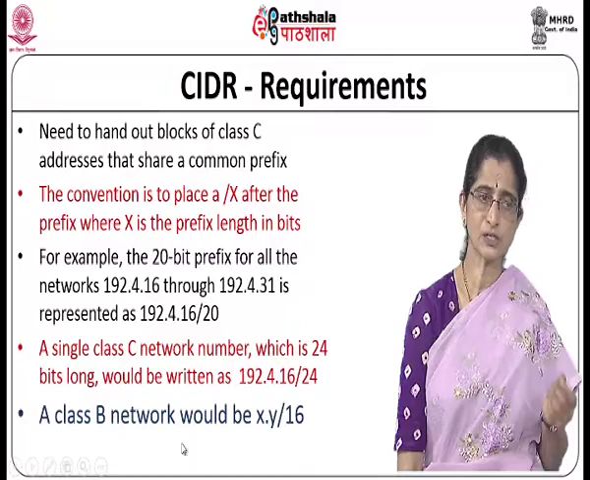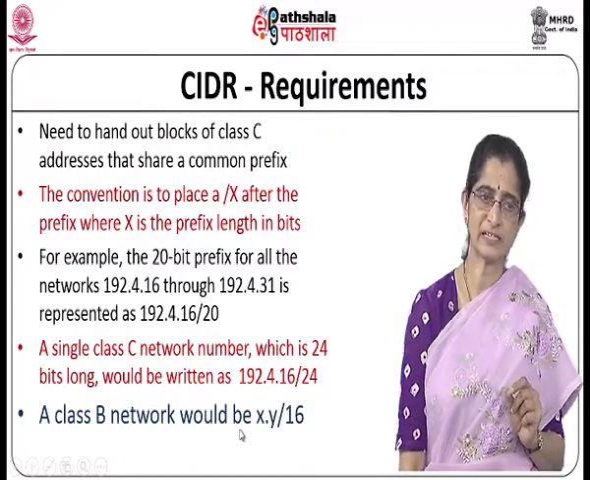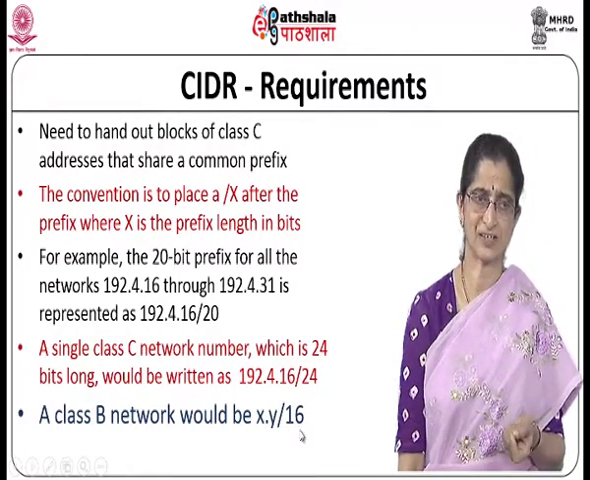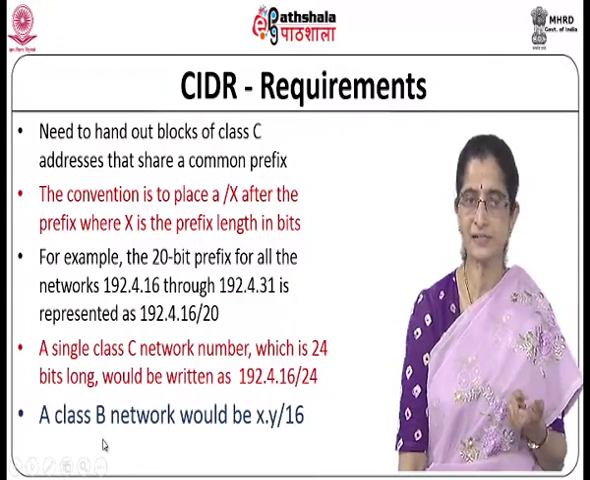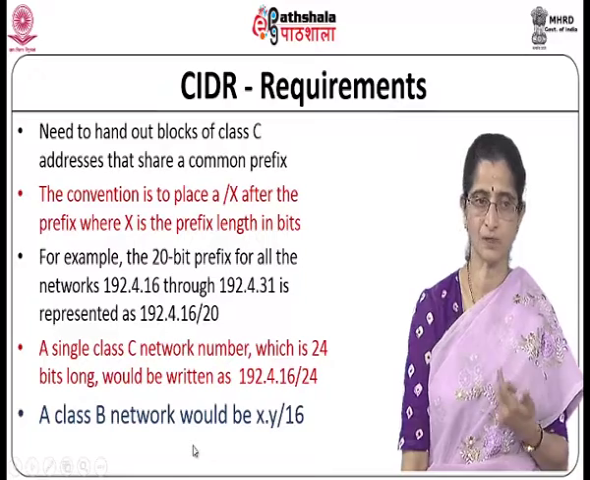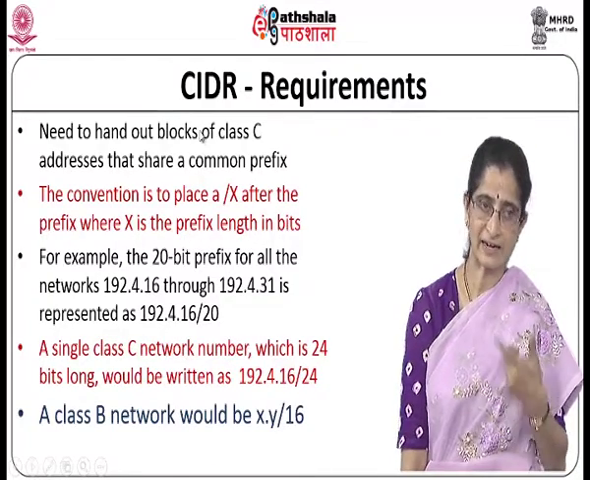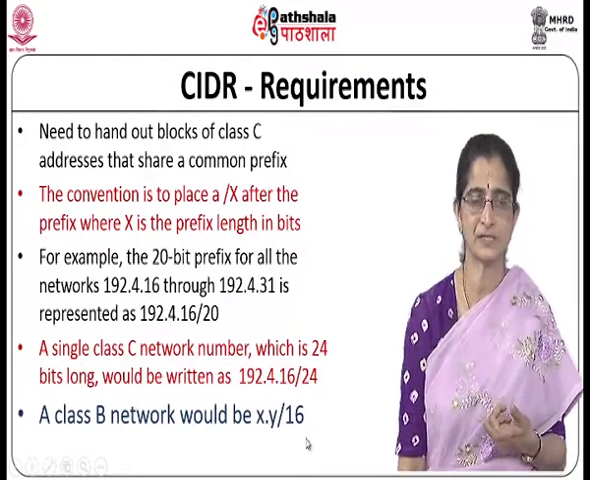Okay. So, a class B network similarly would be written as x.y/16, because a class B network basically has 16 bits in the network part and 16 bits in the node part. So, in the CIDR addressing scheme, a class B network would be represented like this.